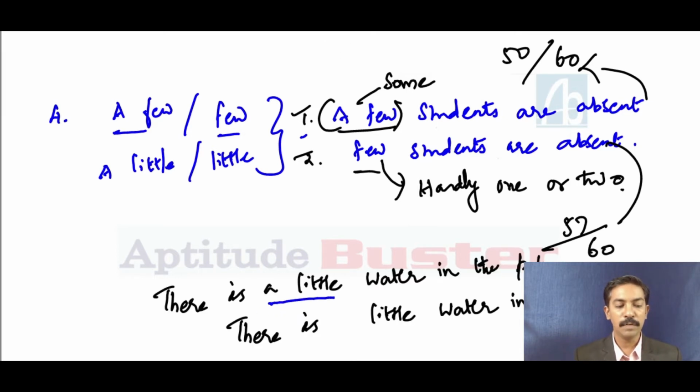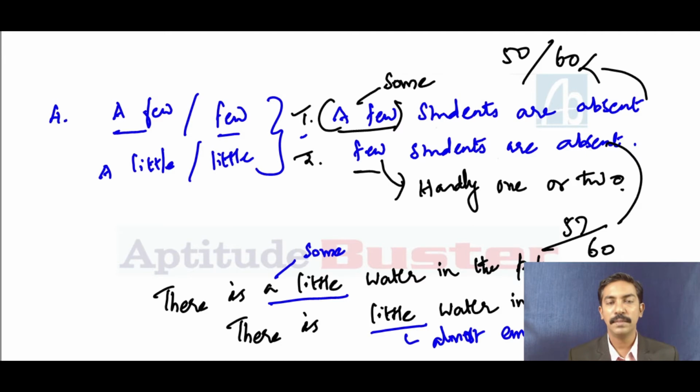There is a little water in the pot. When you say there is a little water in the pot, it means at least one or two sips can be drunk. When you say there is little water in the pot, you mean to say it is almost empty. So the difference between a little and little, or a few and few, doesn't exist at all in terms of structure. Only in terms of sense it's going to change.